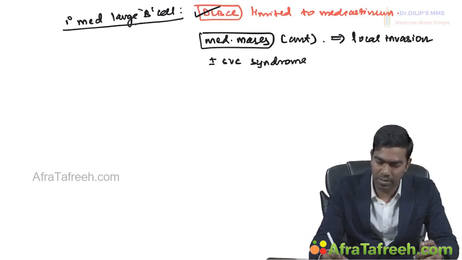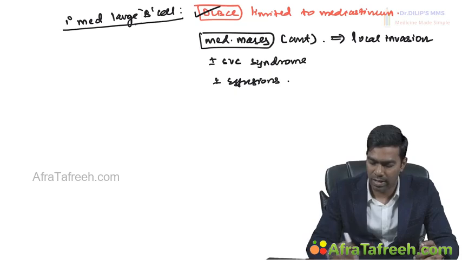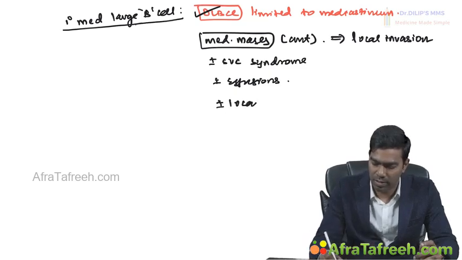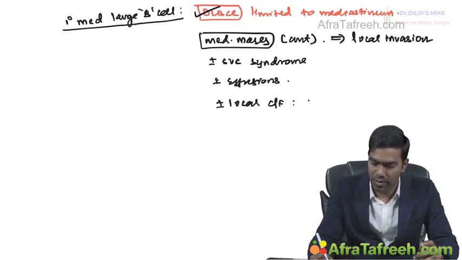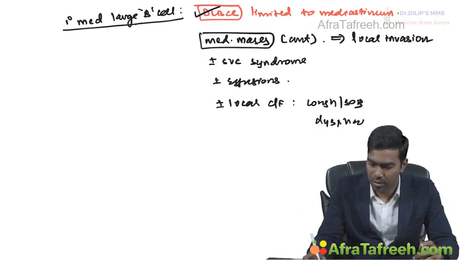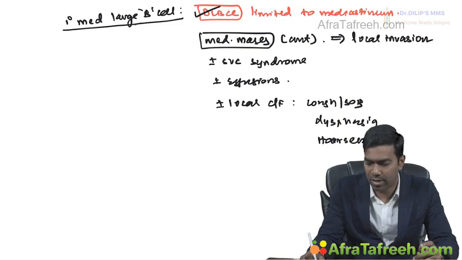They can present with pericardial and pleural effusions, and they can have associated local clinical features. Local clinical features like cough, shortness of breath, dyspnea we already told you, dysphagia, and hoarseness of voice due to recurrent laryngeal nerve compression, because these are all mediastinal structures that can be compressed, and because of that you might get symptoms. So these are the local clinical features.